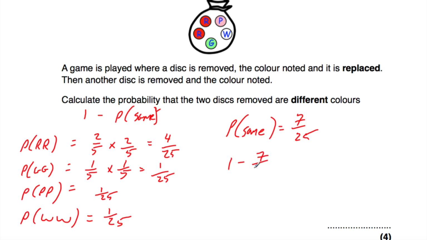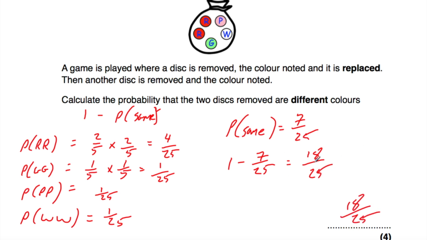And then if we do 1 take away the probability that they're the same colour, then we'll get the probability that they'll be different colours. So 1 take away 7/25, so 1 is 25/25, and 25 take away 7 is 18, so the answer would be 18/25. So the answer is 18/25.